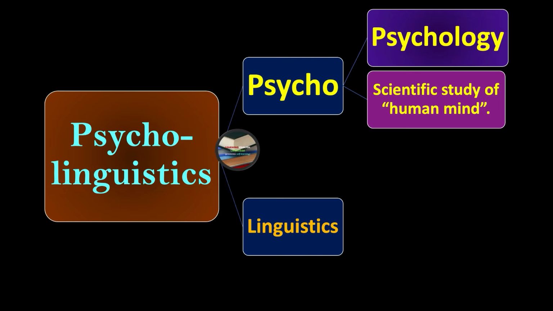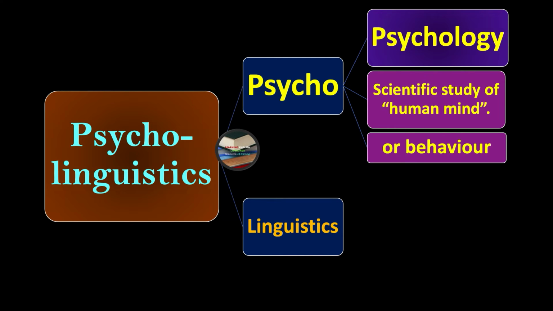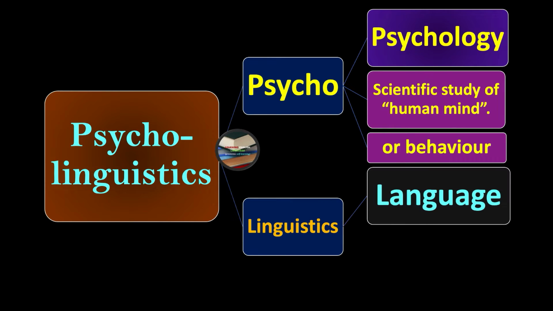But it's not only the study of the human mind, but also the study of human behavior. Because what you think affects your behavior. How you think shapes your behavior. So psychology, basically, is the study of the human mind and behavior. Okay, so now we go on to the term linguistics.